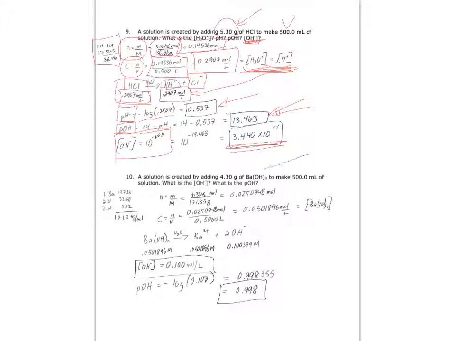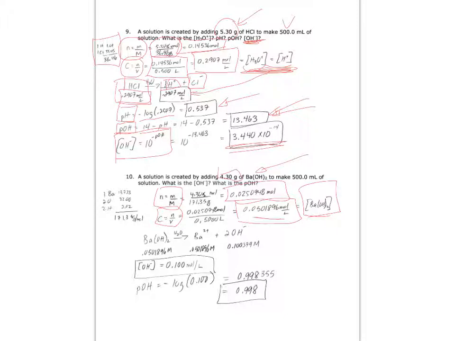Okay, the next question is a similar one. This time we have a base, barium hydroxide. Same thing though, they give me grams to start with, so I have to use this guy here to figure out how many moles I have. And then I have to use this formula here to figure out what the concentration of that is.